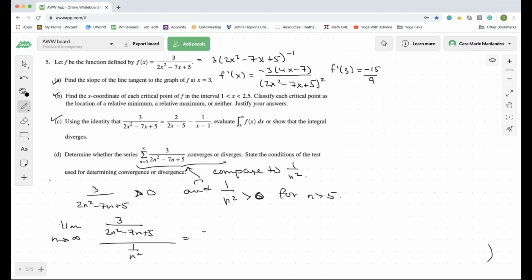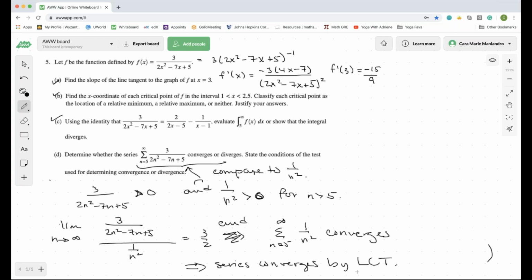Okay, and when I do that, I get 3 halves. So therefore, I know that the limit of this guy converges. Therefore, since this comes to a number and this converges, therefore this thing converges. So therefore your series converges by your limit comparison test. So that's also perfectly fine.